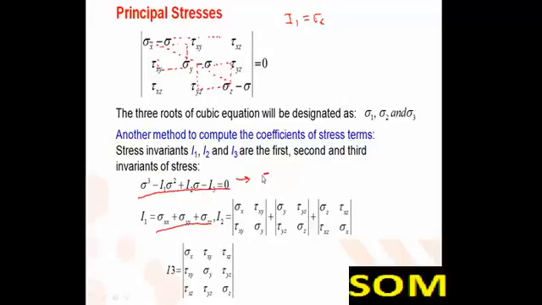After solving this equation, we will get three values of sigma. These all three values are known as principal stresses.